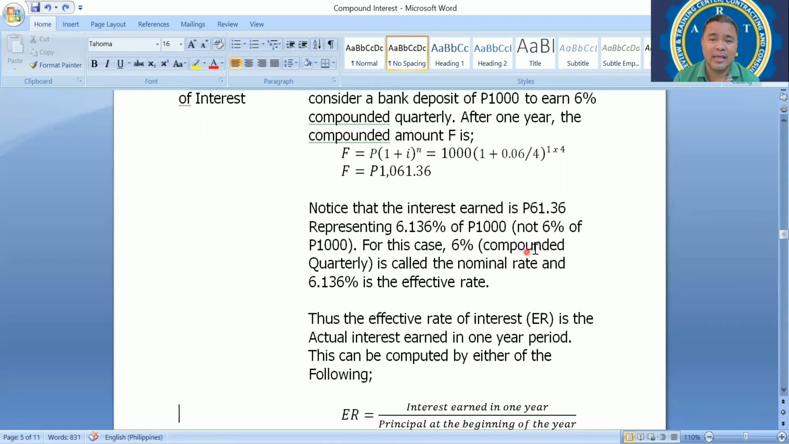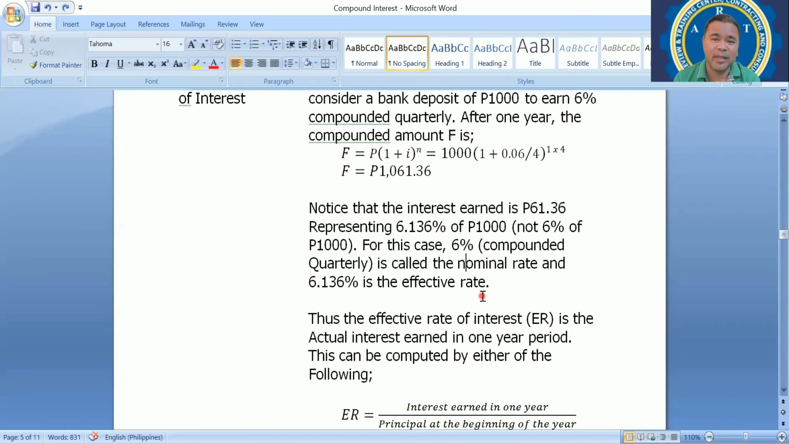Now notice that the interest earned is 61.36 for 1 year, representing 6.136% of 1,000, not 6% of 1,000. Take note of this: 6%, the given of the problem, is not the actual rate. In this case, 6% compounded quarterly is called the nominal rate, and the 6.136% is the effective rate. Be careful to identify the nominal rate and the effective rate. Again, the 6% is the nominal rate, and the 6.136% is the effective rate, the actual rate of interest, not the 6%.